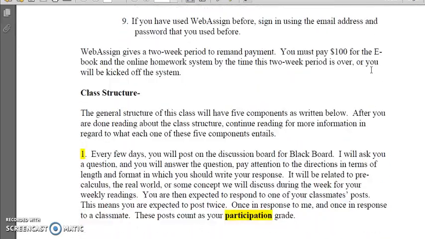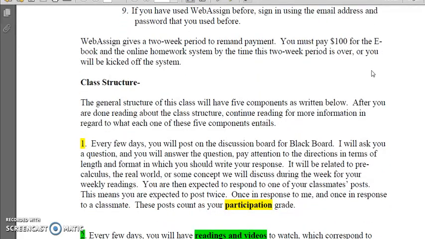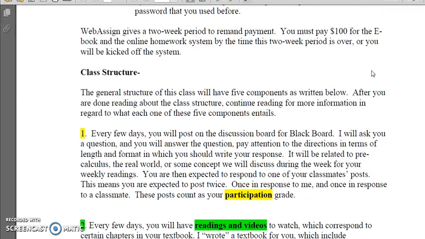Let's talk about the class structure. Like I said before, there are going to be 5 tenets to this class, 5 components to this class. And let's talk about what those 5 components are. One of the first components to this class is what we call the participation grade.